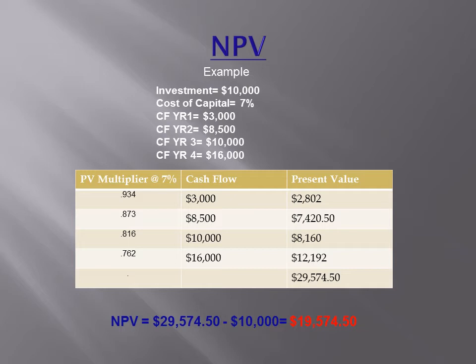So an investment that costs $10,000, that is going to be your initial investment. You have a cost of capital of 7%. Now, over the next 4 years, you are expected to have the following cash inflows. Year 1, $3,000. Year 2, $8,500. Year 3, $10,000. Year 4, $16,000.